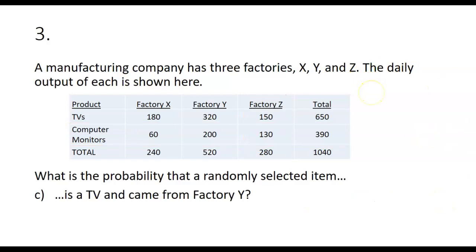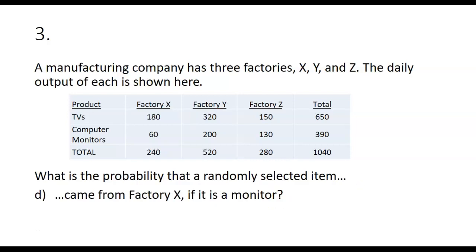C, what's the probability that it is a TV and came from Factory Y? Notice the word "and" there. So the only ones that count are the ones that you have to be a TV and you had to come from Factory Y. That's these right here. There are 320 ways that this could happen out of 1,040 in all. So the probability is 320 divided by or over 1,040, which is 0.308.